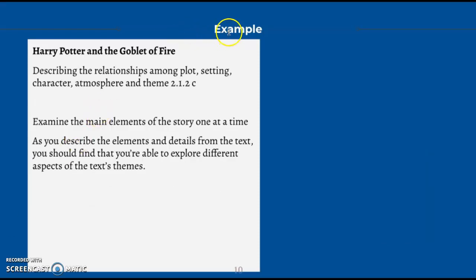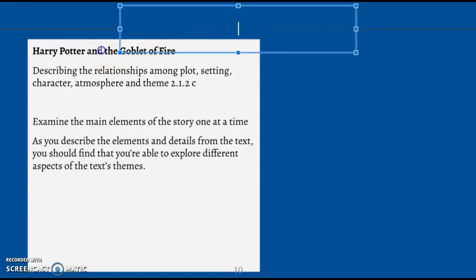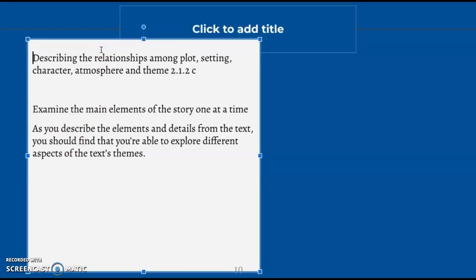This skill lends itself really well to the idea of close reading, because basically all you're doing is rereading the text, examining the main elements of the story one at a time. And as you describe the elements and the details from the text, you should find that you're able to explore different aspects of the text's themes.